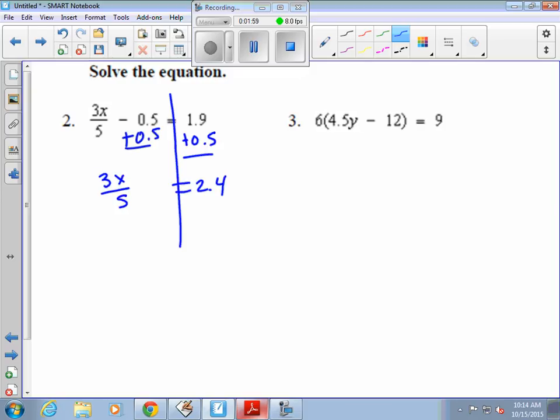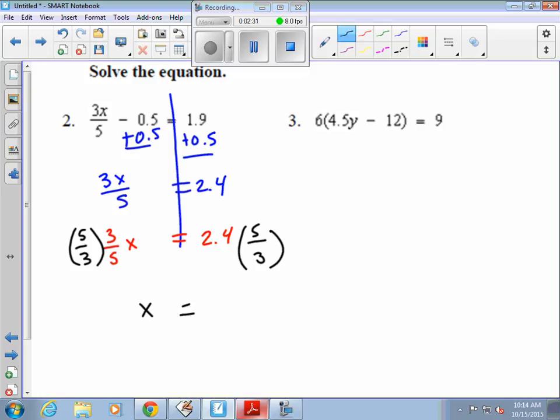You could do this in 2 steps or in 1 step at this point. If you change this, instead of saying 3 times x over 5, you can say that this is the same thing as 3 over 5 times x is equal to 2.4. Where that makes a difference is because instead of multiplying both sides by 5, then dividing by 3, you can multiply by the reciprocal, 5 over 3. If you do that, you do the same thing to the other side. 2.4 times 5 divided by 3.